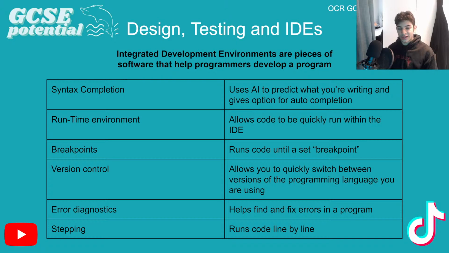There's breakpoints, and that's where code runs until a set breakpoint. You could put a breakpoint at one point, and it'll run up until that point. That allows you to spot errors a lot easier, because you can keep closing down the area where the error is. Version control is where you can switch between different versions of the programming language that you're using, because with new versions, sometimes there are very big differences, and sometimes people don't like them, or they don't work with your old code, so people just want to use different versions of the languages. Error diagnostics is where it tells you a bit more information about the errors in the code, which helps you fix them a bit easier. And stepping is where you run through code line by line.